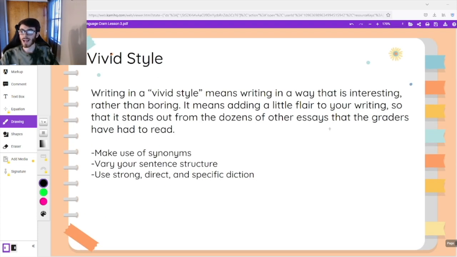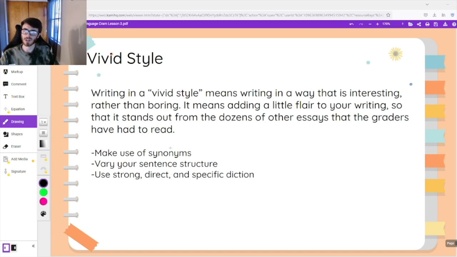Let's talk about vivid style. Vivid style is something that is specifically mentioned in the prompt as a way to earn the sophistication point, right? Writing in a style that is consistently vivid and persuasive. And as we talked about, persuasive kind of means more like convincing. So what is a vivid style? Well, essentially, it just means don't be boring. Add a little flair, make your writing stand out. The graders are reading tons and tons of essays both before they get to yours and after they get to yours. They are reading about the same topic over and over and over again. Make yours stand out from everyone else's.